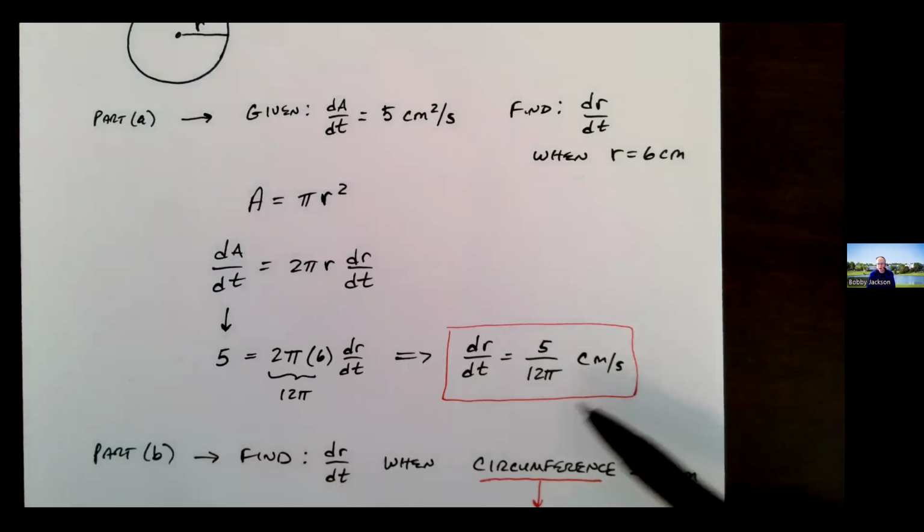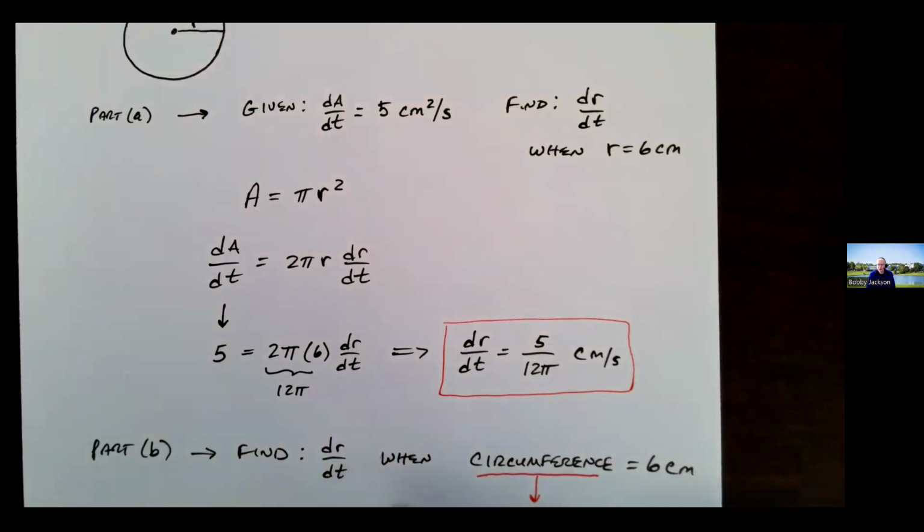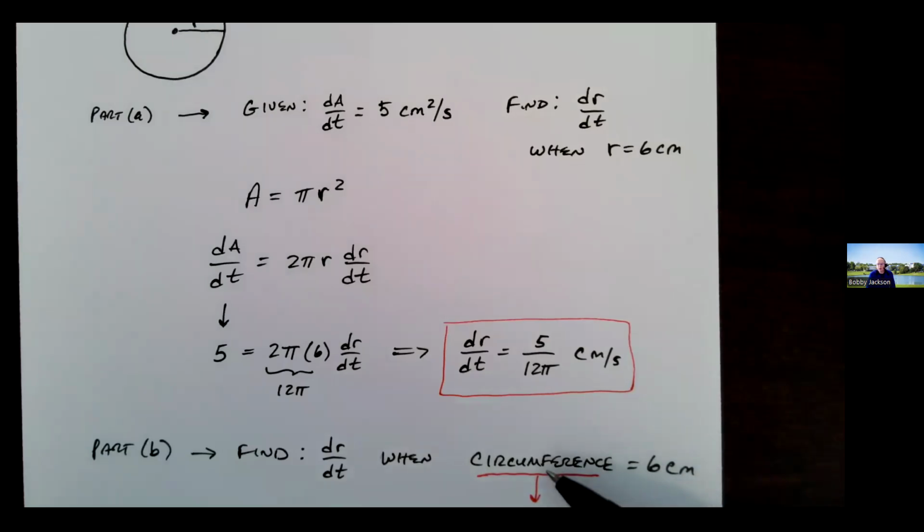Now, part B is a little wrinkle. It says to find dr/dt when the circumference is a certain quantity. In this case, it's when the circumference is 6 centimeters. Again, your problem could be a little different. So how do we do this problem? Well, all we need to do is, what is the radius when the circumference is 6 centimeters?